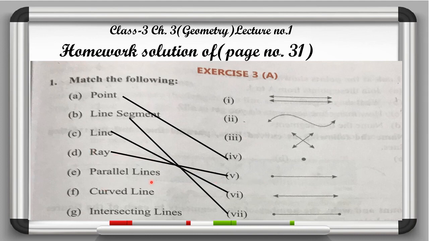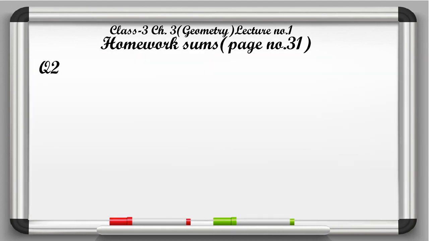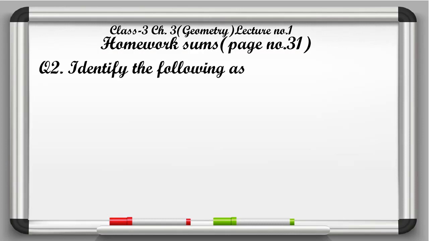Now parallel lines. So which are parallel lines? The distance between parallel lines remains the same everywhere. So it is in part 1. So here we will match it like this. Now curved lines. Here curved lines are in part 2. So we will match it like this. Now intersecting lines, which cut each other at a particular point, are in option number 3. So we will match it with this. Understood?